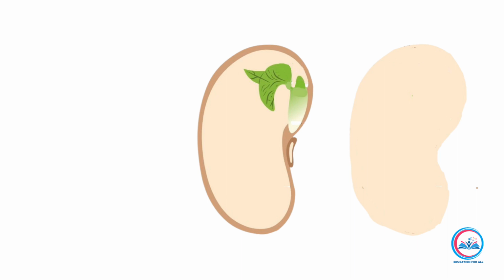Some seeds, when fully developed, lack the endosperm, and then in place of the endosperm, the cotyledon performs the function of food store.